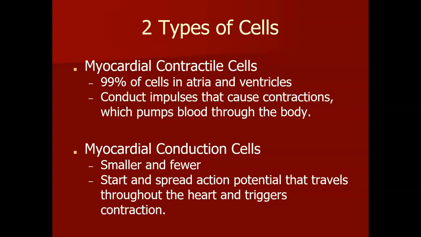There are also myocardial conductive cells or conduction cells, and these are going to be smaller, and there's fewer of them. They make up only about 1% of the total cells in the atrium and ventricles, and their job is to basically start and spread action potentials that then travel throughout the heart and trigger contractions. So two different types of cells.